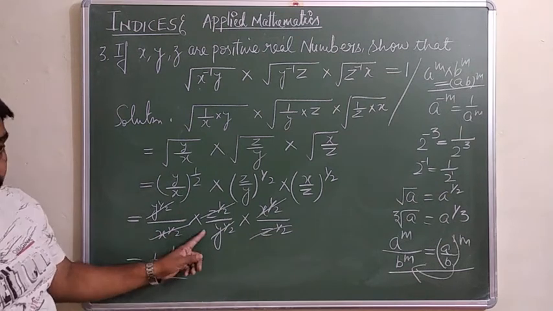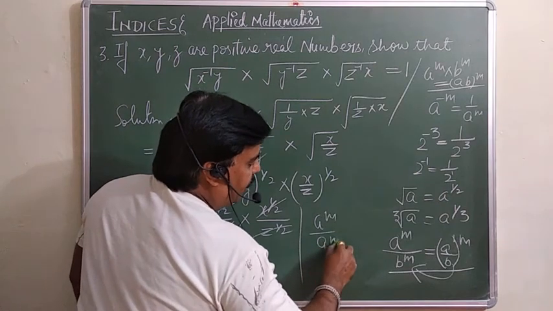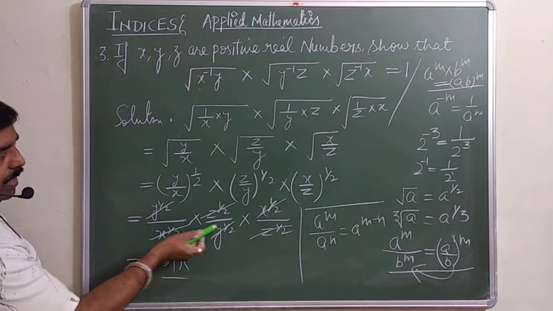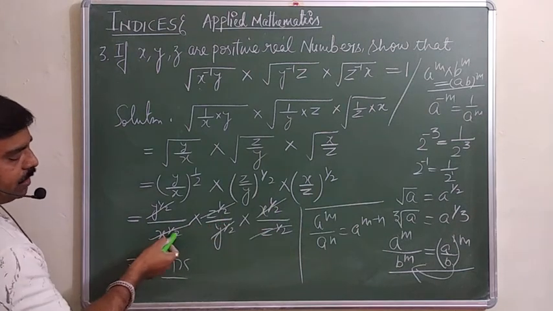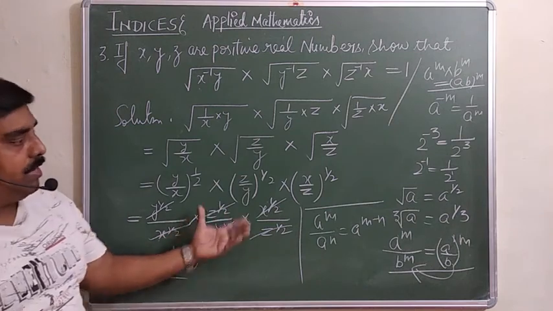Or one thing we can do, we can apply here also this one, a raised to power m over a raised to power n is equal to a raised to power m minus n. That can also be applied. If I take x raised to power 1/2 and put it below, then x raised to power 1/2 minus 1/2 is x raised to power 0. That is also one of the ways. Have a look.